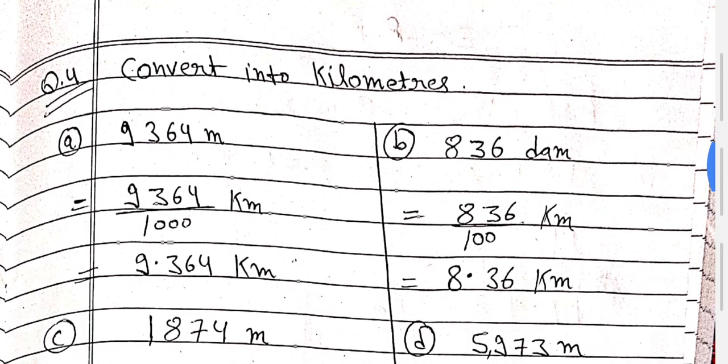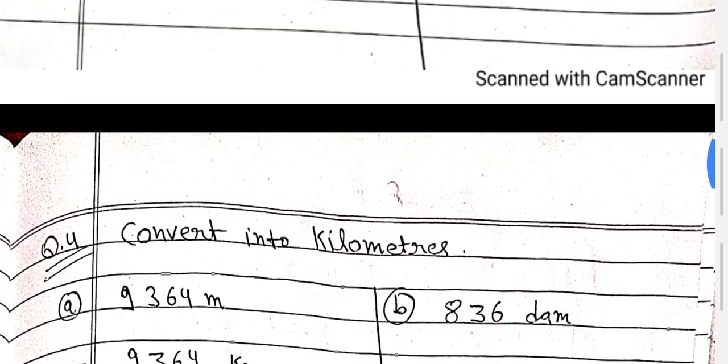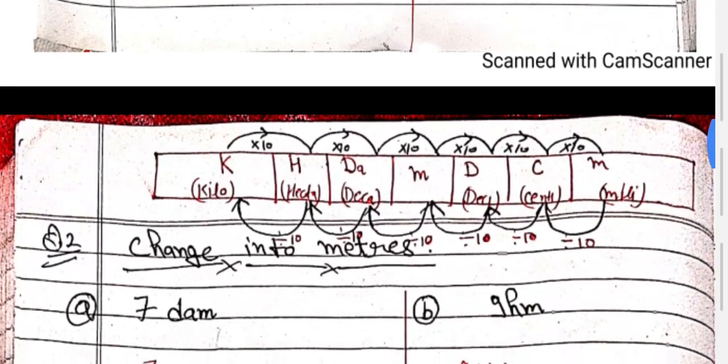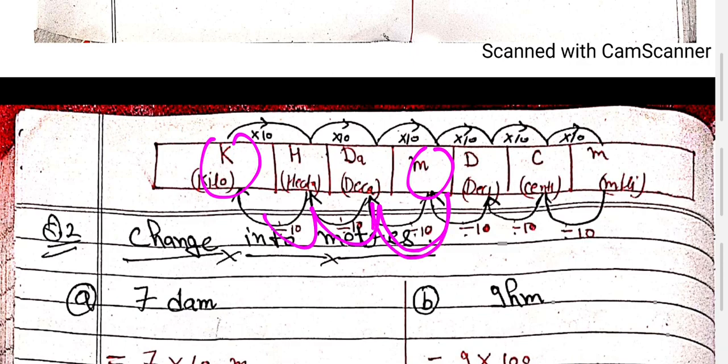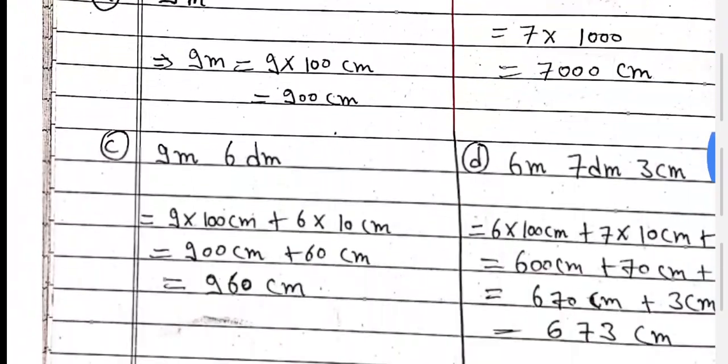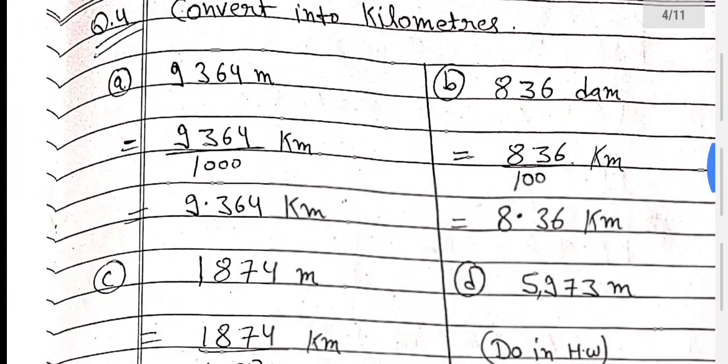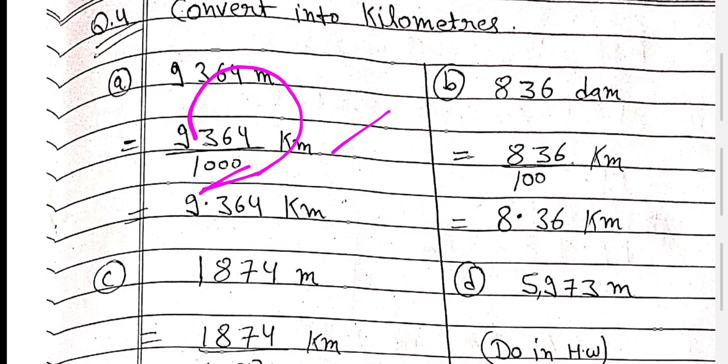Now come to the fourth part, convert the following. Convert meters into kilometers. Just look at the table once again. Meter you have to convert into kilometers. So you have to move this side. How many steps do you move? 1 step, 2 step, 3 step. It means you have to divide by what? 1000. So just divide by 1000, it becomes kilometer. Now put the decimal from the back side after 3 digits. It becomes 9.364 kilometer.